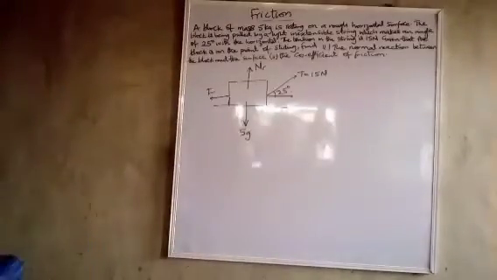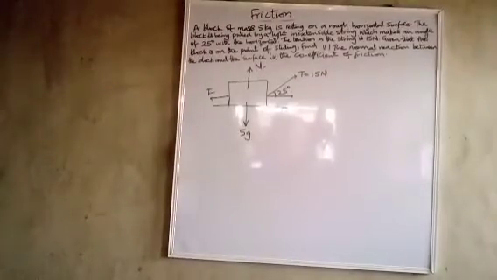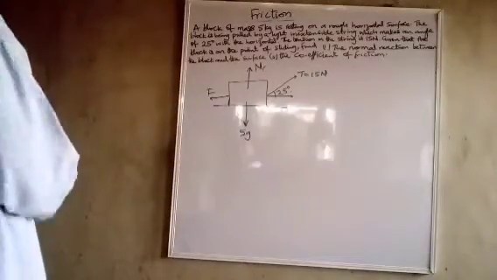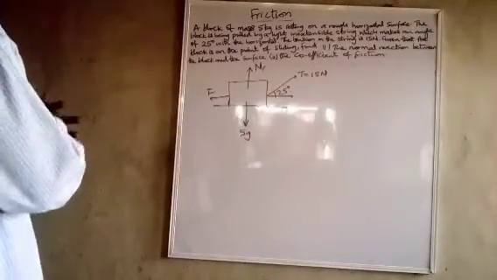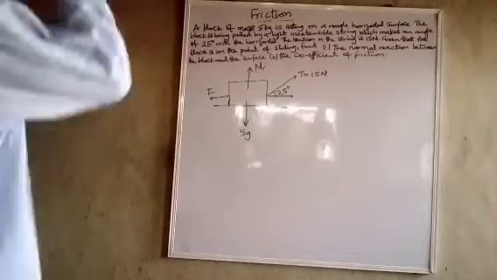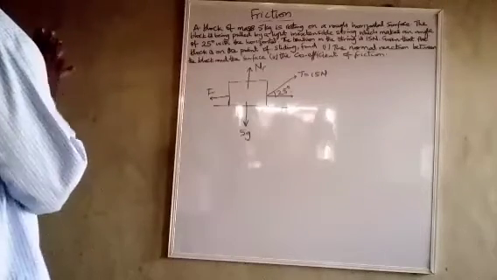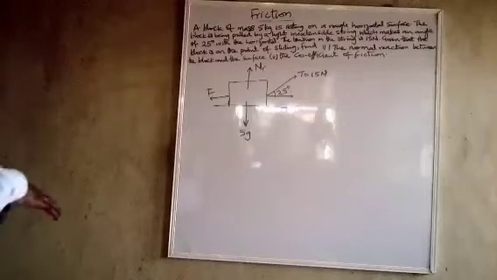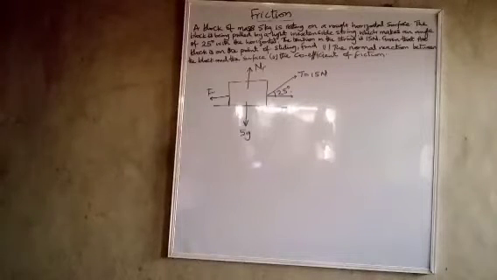A block of mass 5 kg is resting on a rough horizontal surface. The block is being pulled by a light inextensible string, which makes an angle of 25 degrees with the horizontal. The tension in the string is 15 Newton. Given that the block is on the point of sliding, find 1. The normal reaction between the block and the surface. 2. The coefficient of friction.